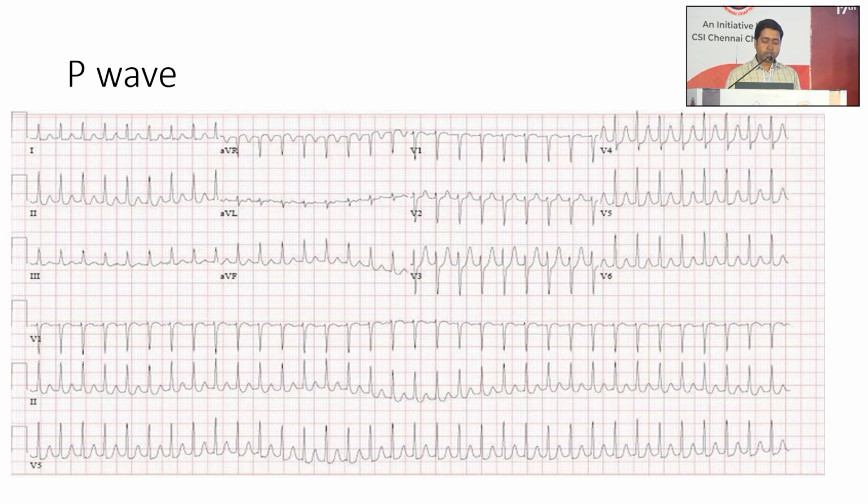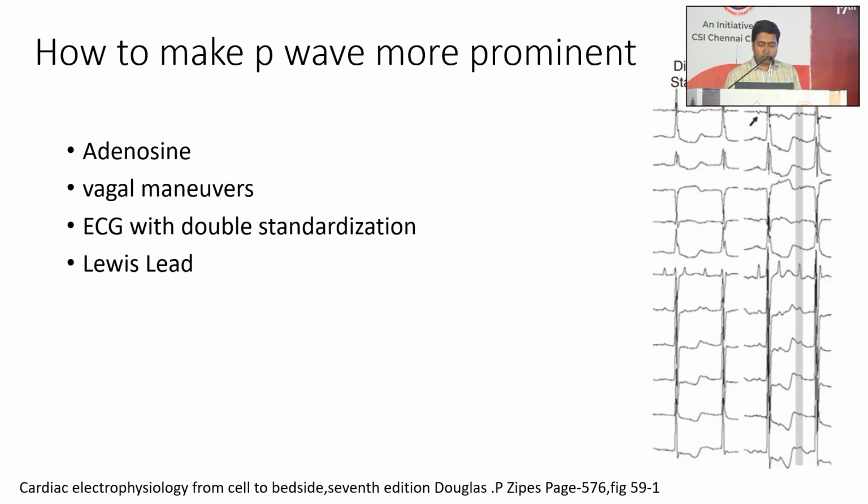So what steps can we take to get those P waves out of the QRS complex? First, we can give adenosine, which in the case of atrial tachycardias can reveal the P waves. Or we can use vagal maneuvers like carotid sinus massage, which slow down the AV conduction and reveal the P waves.